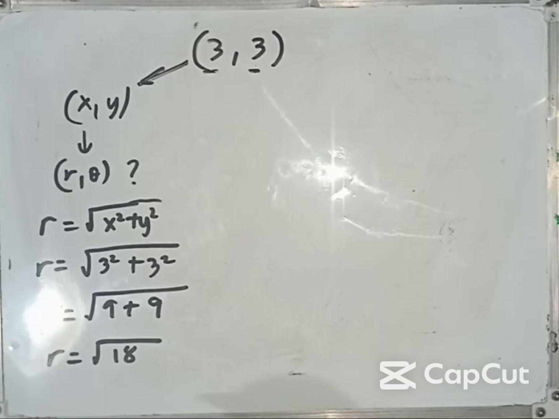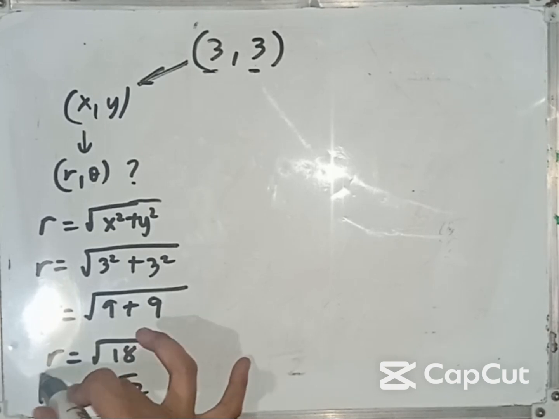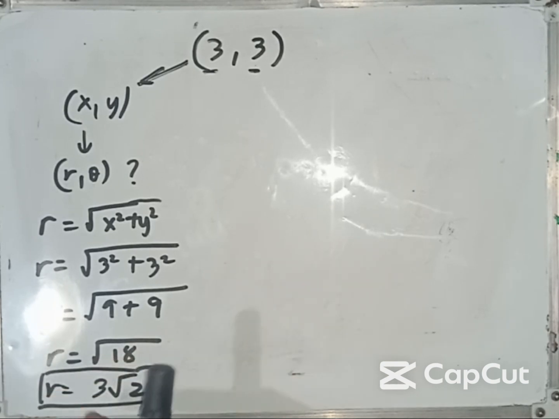We can still simplify this square root of 18, or rewrite it. With the nearest perfect square, we have 9. 9 times 2 is 18. So, square root of 9 times 2. Square root of 9 is 3, and square root of 2 is still square root of 2. So, r would be equal to 3 square root of 2.